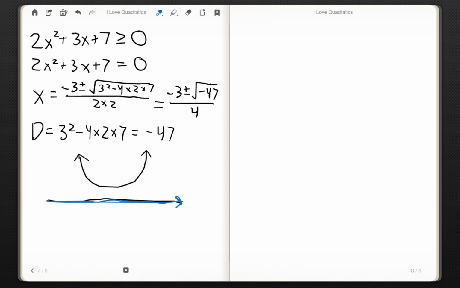No matter what value for x we have, the value of this expression will always be greater than or equal to 0. So the solution here is infinite. Any value for x will make this inequality true.